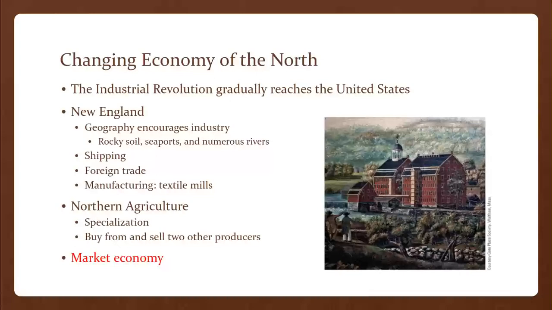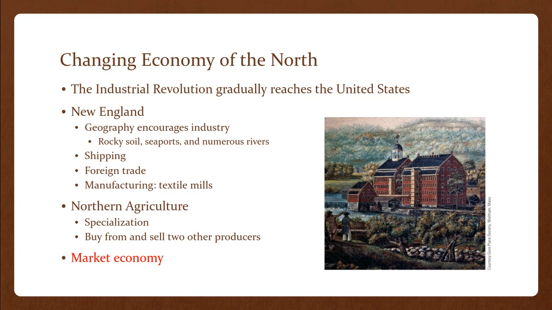Let's discuss 19th century social and economic changes. The Industrial Revolution, the movement of people from farms into factories and mass production, begins in Europe, but gradually works its way over to the United States. And it is in New England where we're going to see the real explosion of factories. Why is New England so great?